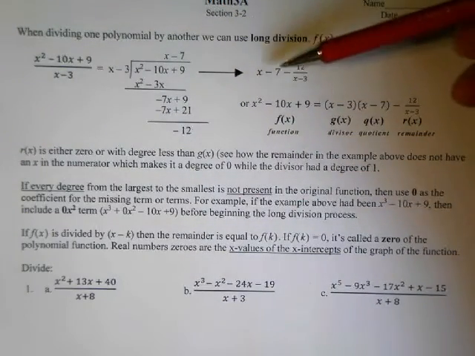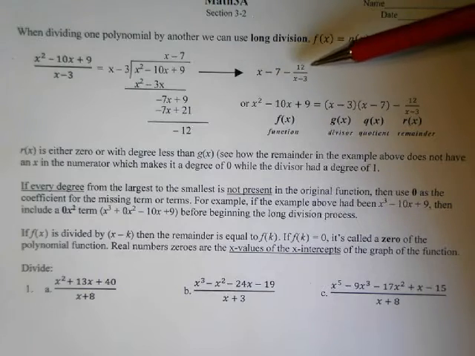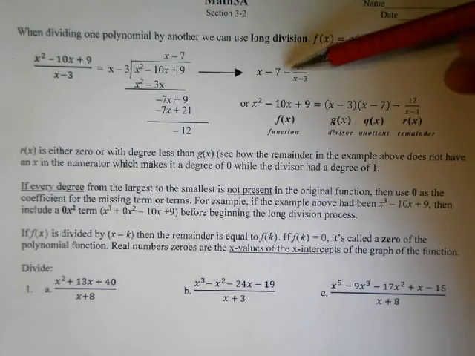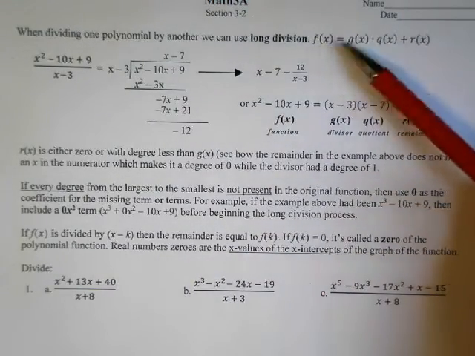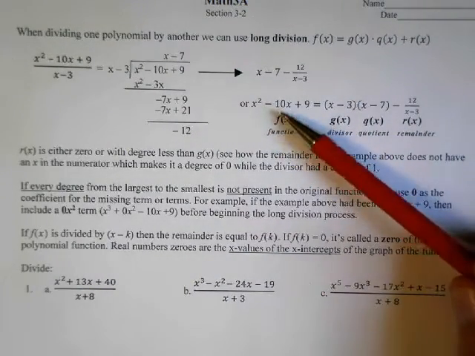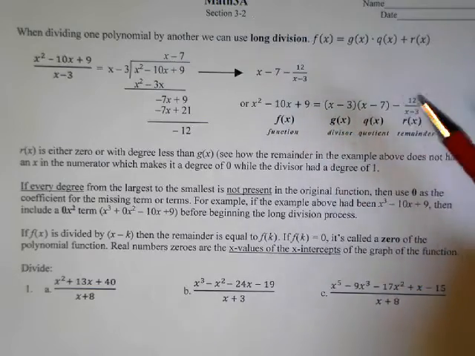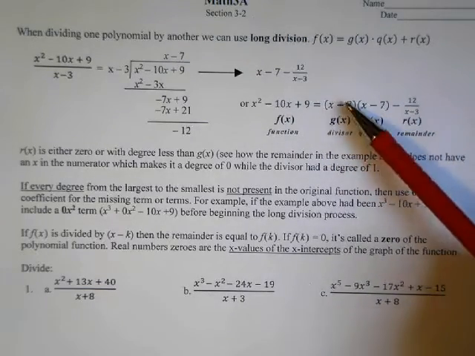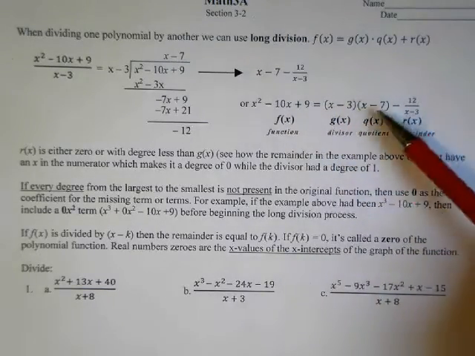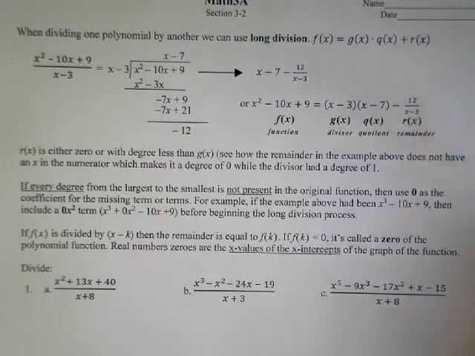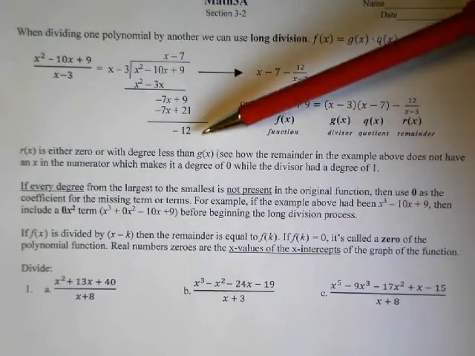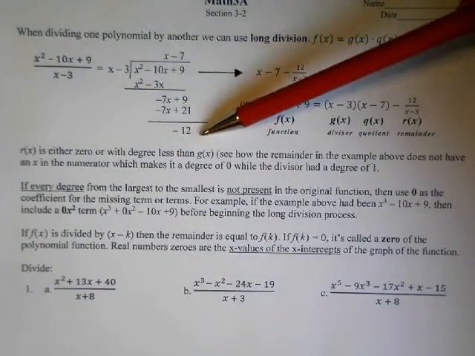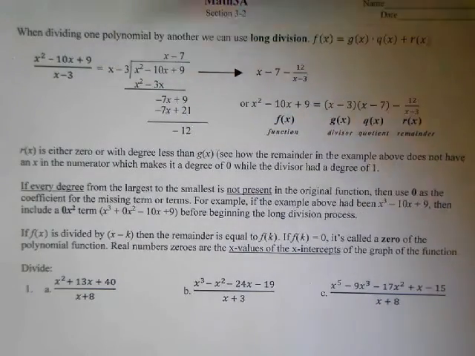And so the answer then would be x minus 7 plus negative 12 over x minus 3. This is the remainder part. And so I can write my original equation, which in this case was x squared minus 10x plus 9, as being the product of the divisor, what I was dividing by, and the quotient, and then here's my remainder part. Now, R(x) is either 0 or with a degree less than g(x). So here when I had the negative 12, there's no x term, so that's a degree less than what the divisor had.